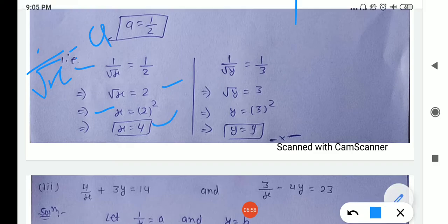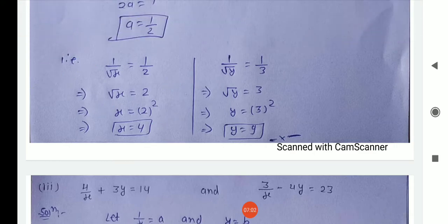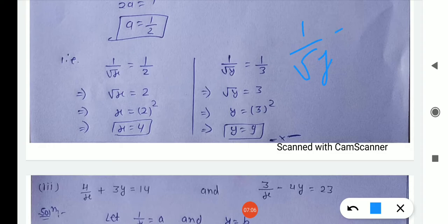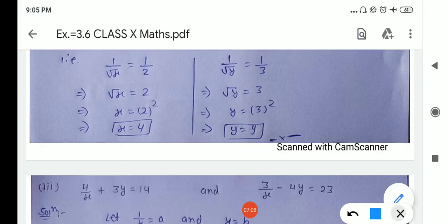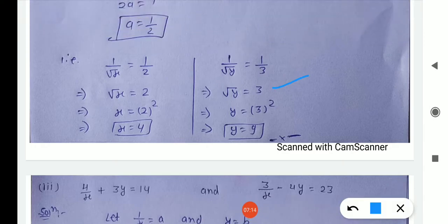Similarly we let 1 upon root y equal b. So the value of b is 1 upon 3. So root y equals 3, it means y equals 3 squared, so we get y equals 9. So x equals 4 and y equals 9 is our solution.